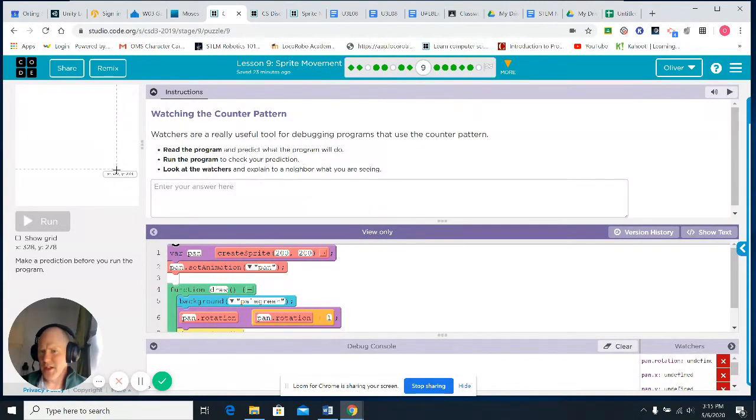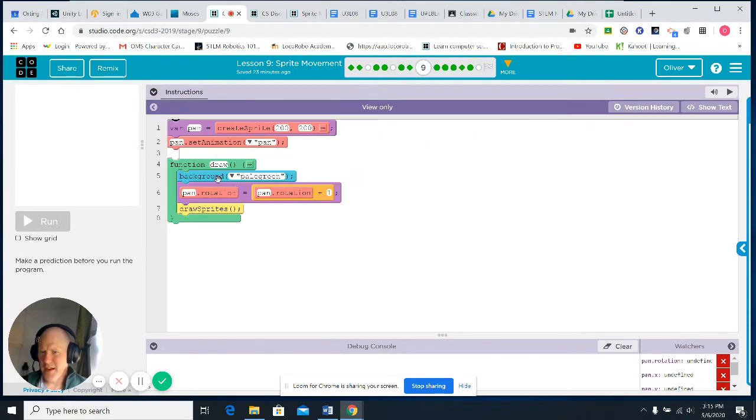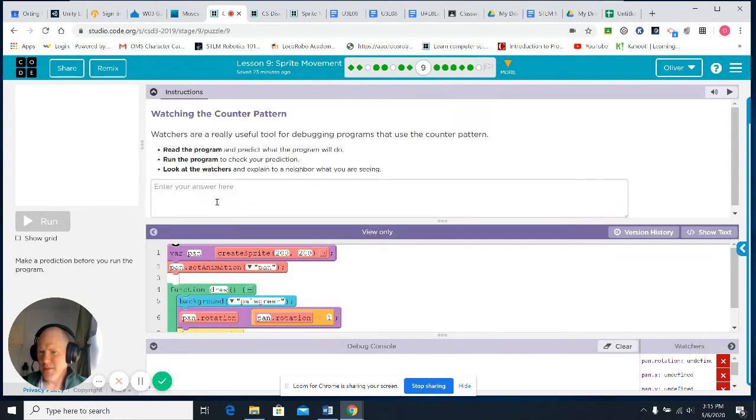All right, so watching the counter pattern, background, pan rotation equals pan rotation plus 1. Figure out what's going to happen there and then write your response here.